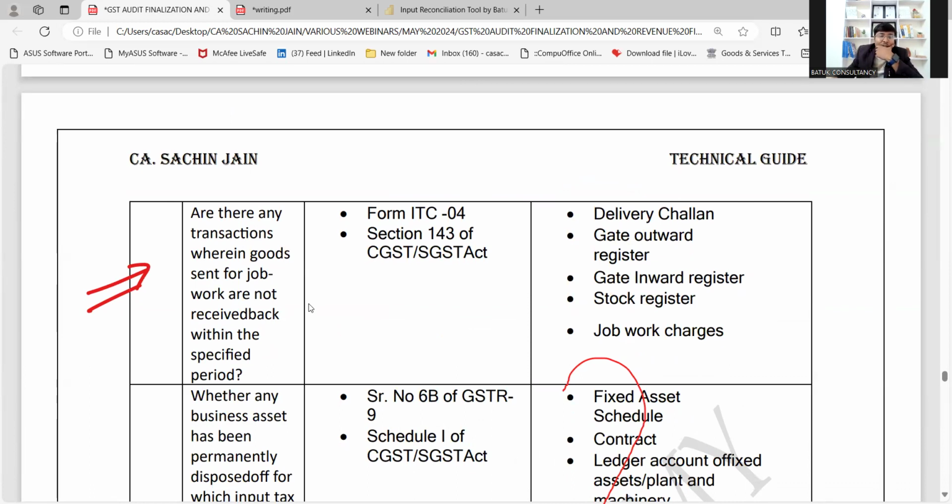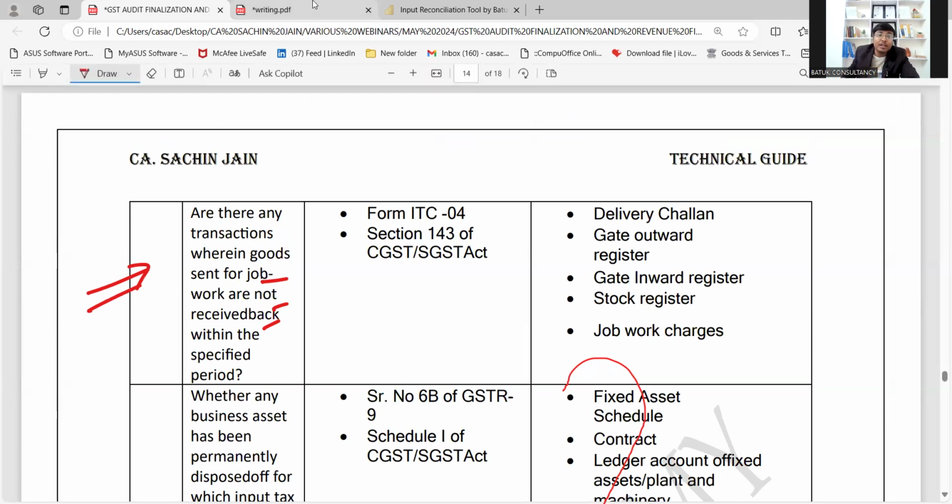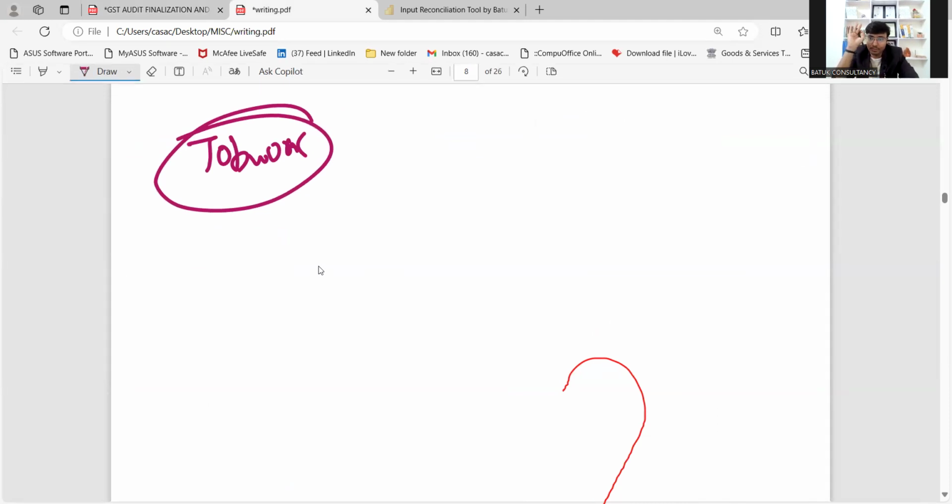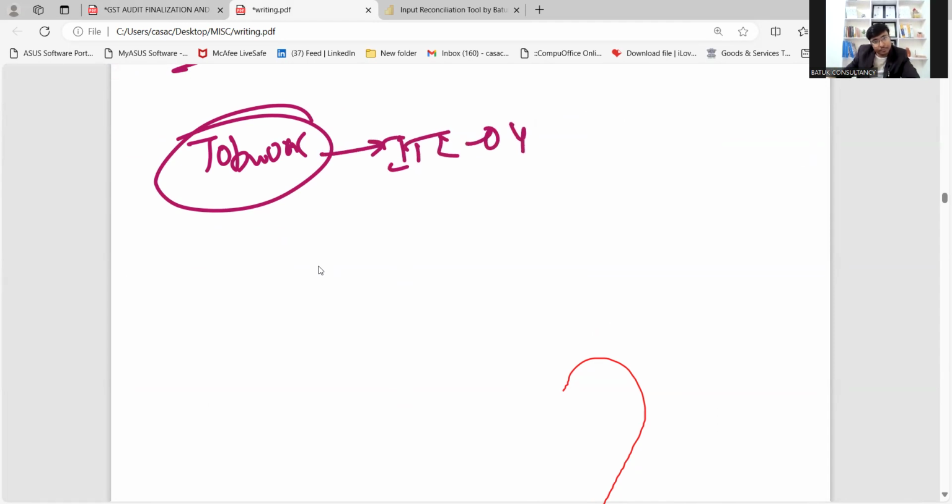Are there any transactions wherein goods sent for job work are not received back? This is also something we need to verify related to job work. Suppose you found that the person is also involved in job work. In that case, the first thing you need to check is the ITC 04 form. You have to check very carefully, in case of job work, whether that person has filed the ITC 04 form or not.